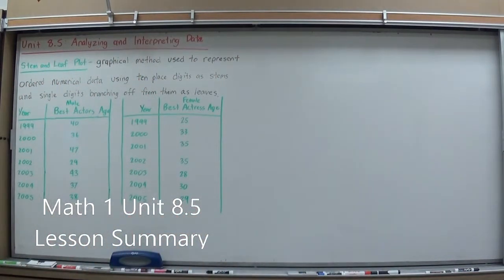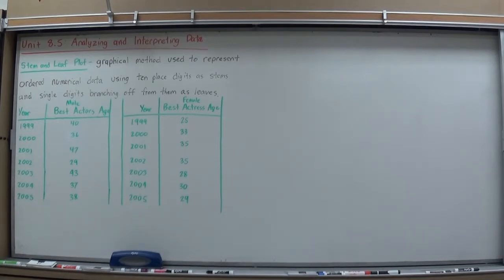In Unit 8.5, we'll be analyzing and interpreting data. So we'll be taking a look at all the different types of data we've seen, talk about what measures of central tendency are the best to use for different situations, as well as introduce you to one last graphical method that we can use to represent data. So the last graphical method we want to talk about is our stem and leaf plot.